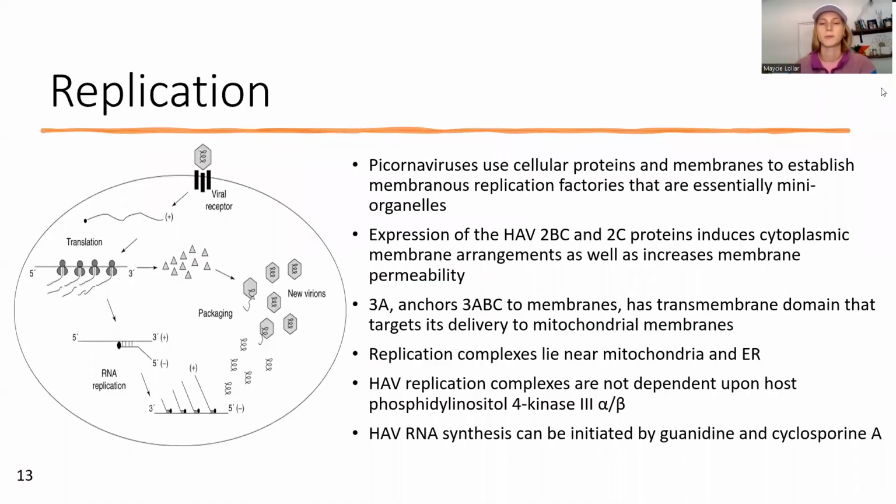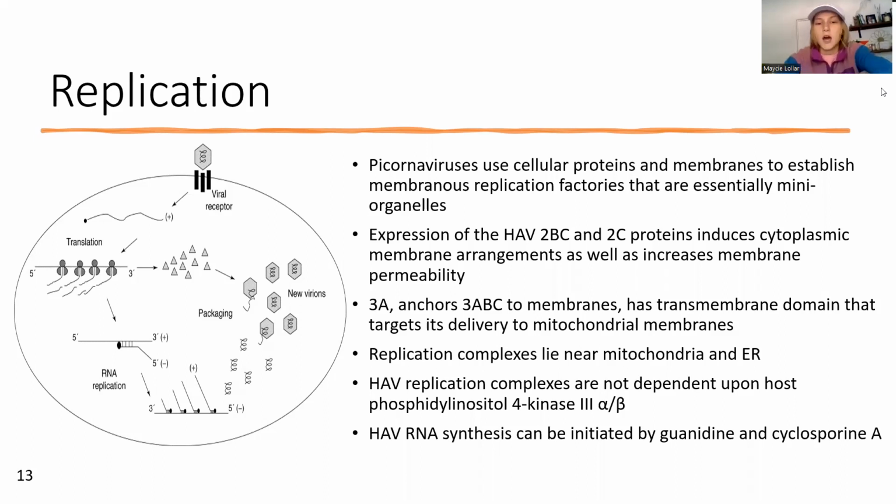So continuing on with replication, picornaviruses use cellular proteins in membranes to establish membranous replication factories that are essentially mini organelles. The membranes are likely derived from the endoplasmic reticulum, and they likely protect viral replication intermediates from being sensed by the RIG-like receptors. And they also provide a platform for the assembly of the multi-protein replication complex.